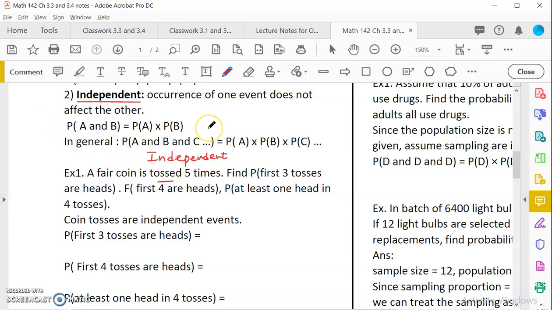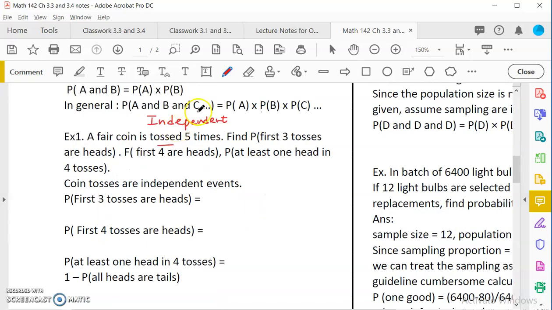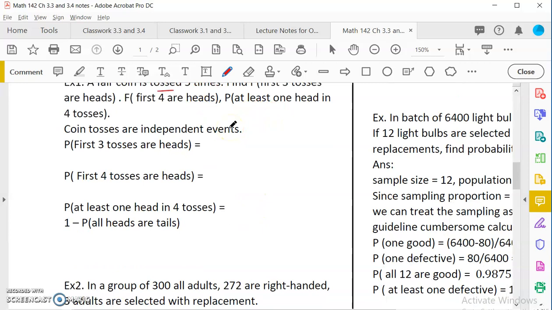So why they are independent is really because of the nature of the coin toss. It's not because you do something; you don't have to do any checking. So the probability that the first 3 tosses are heads: the first is heads, 1/2, the second is heads, which is still 1/2, and the third is also heads, 1/2.